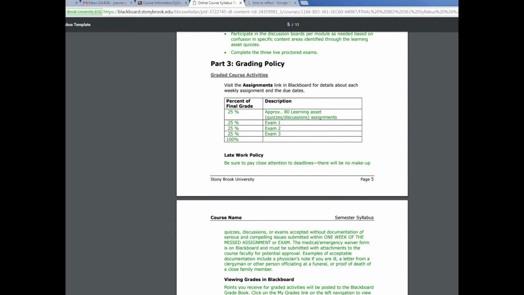25% of your grades, however, is something called learning assets. You will see that each lecture has been broken up into segments, approximately 2, sometimes 3, and then there's a learning asset for each segment. There's approximately 5 to 6 lectures assigned per week, which gives you a total of approximately 80 learning assets, which are a combination of quizzes and discussions.